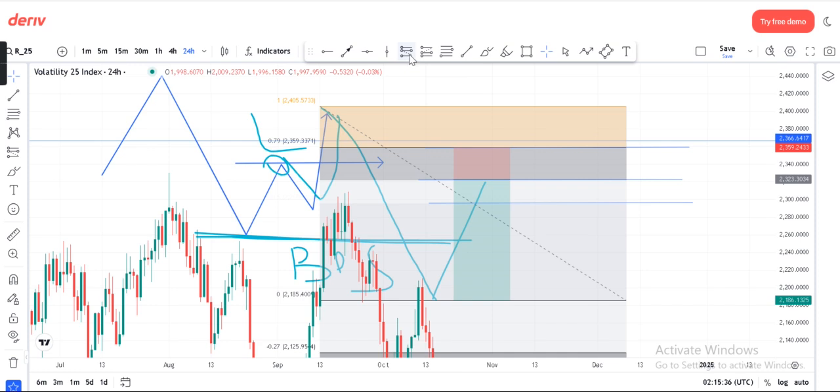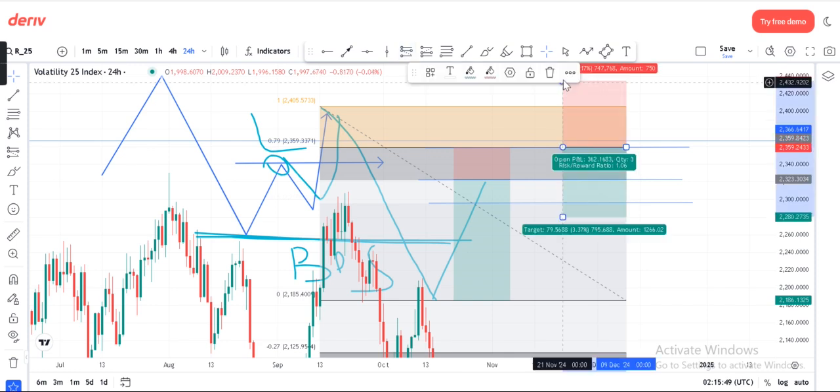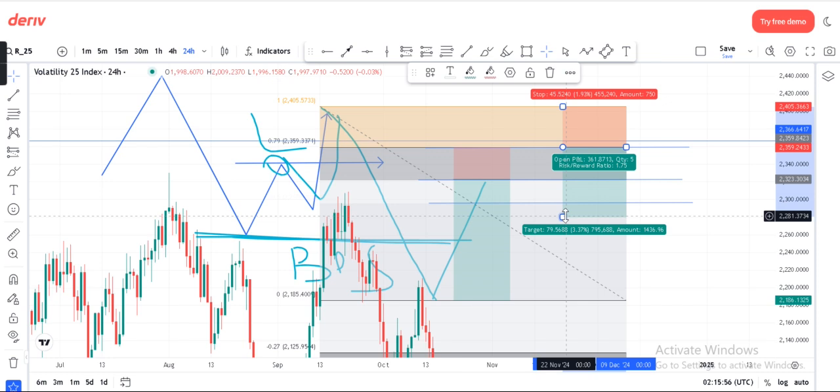Now, you also have a supplement at 0.618, the 0.79 level basically. You understand? So this level is our supplementary level, which is our second entry.